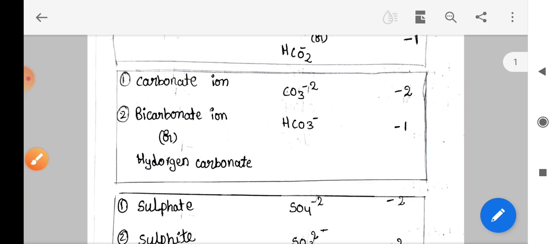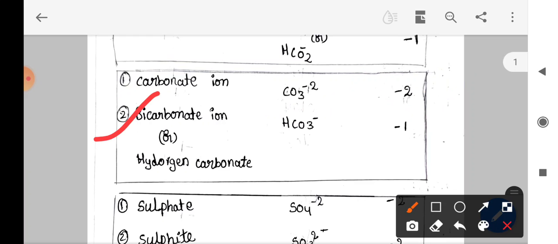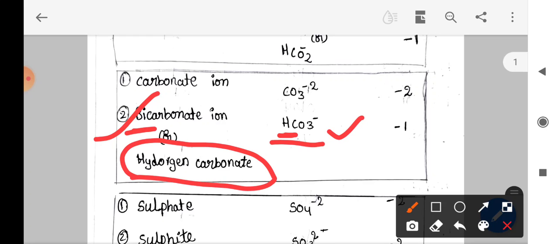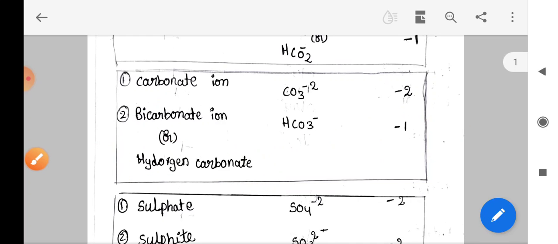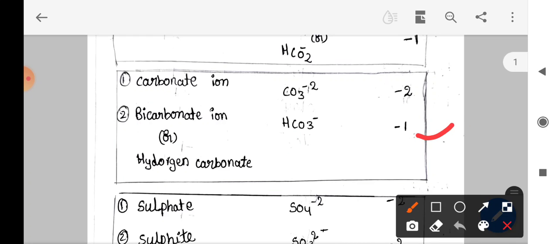Next one, bicarbonate ion. For any anion, bi means simply add a hydrogen. So the bicarbonate ion is HCO3 minus. It is also called hydrogen carbonate. The charge is -1, so it is a monovalent ion. So the carbonate ion CO3 2 minus has charge -2, it is divalent. The bicarbonate ion HCO3 minus has charge -1, it is monovalent.